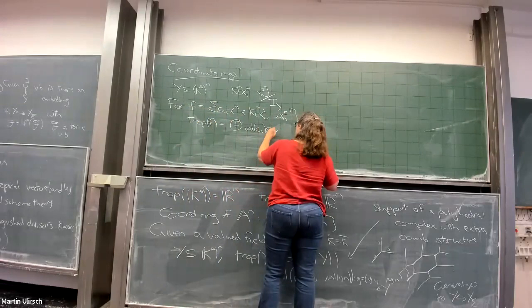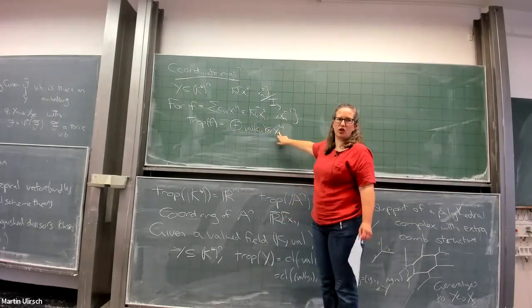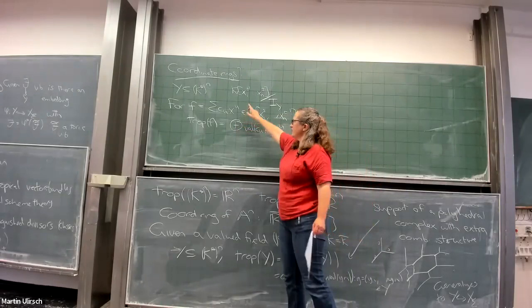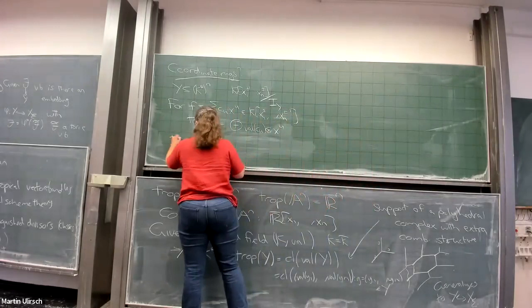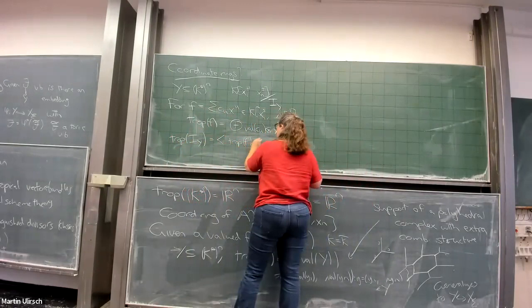So this, in usual arithmetic, is the minimum of the valuation of c_u plus x dot u, but I want to think about it as a polynomial rather than a function. So I've just turned my polynomial into a tropical polynomial. And then I can take the tropicalization of the ideal of Y. So that will just be the ideal in the semi-ring of tropical polynomials generated by trop F for F in I.